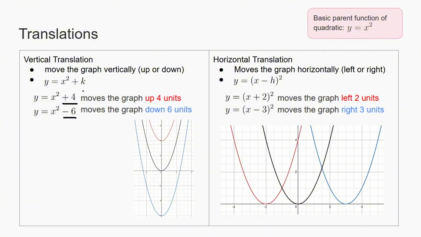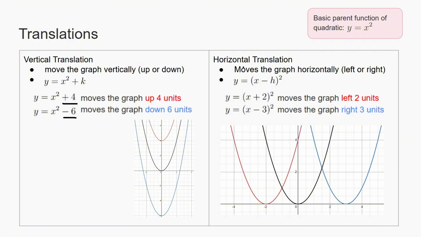So this plus k is how much we're moving the graph up or down. As you can see, the shape is the exact same, it's just you're moving it up or you're moving it down, depending on what your k constant is. So this vertical is moving it up or down, and horizontal is moving it left or right.